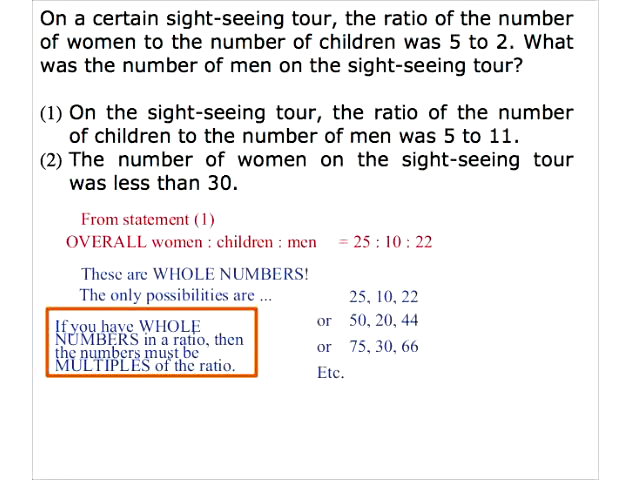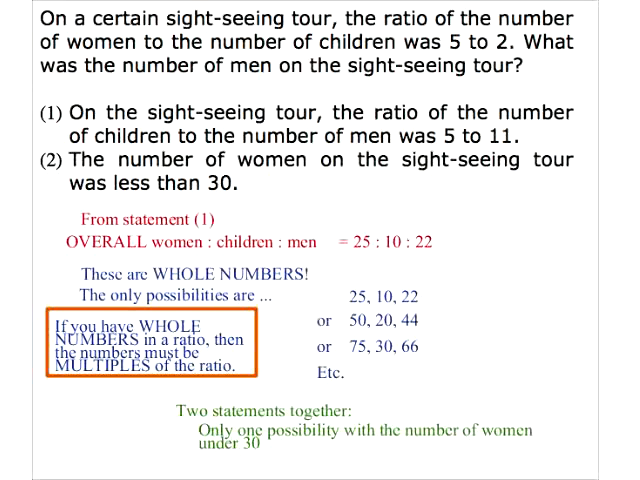So when you take the 2 statements together, this is the secret, and they're going to be sufficient together because there's only one possibility with the number of women under 30, and that's this one. So that means that you actually have to have literally 25 women, 10 children, and 22 men. This is not something that algebra will do, because algebra doesn't distinguish between whole numbers and not whole numbers. If you just think that these are algebra quantities, you're going to think you can't solve the problem. But the missing logic there is that you can list out the whole numbers and just see.